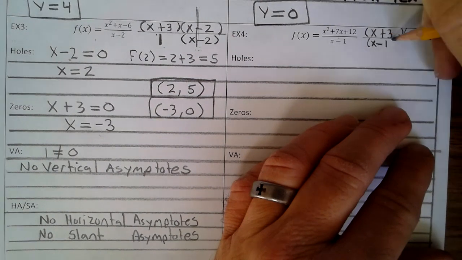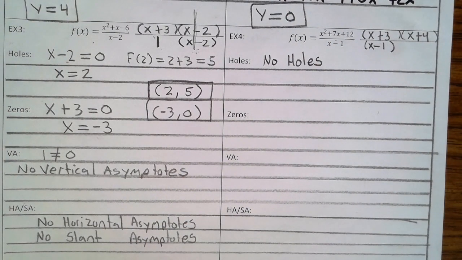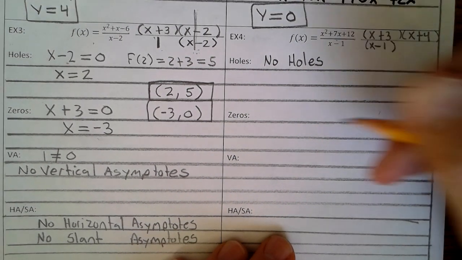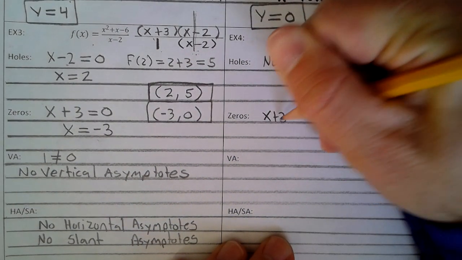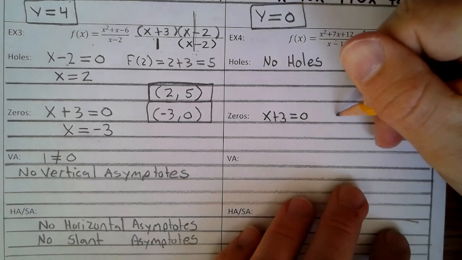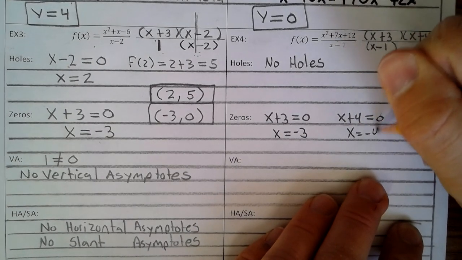Now the zeros, we set the numerator equal to 0, so x plus 3 equal to 0, and x plus 4 equal to 0. So x equals -3, x equals -4. So we have two zeros, one at (-3, 0), and one at (-4, 0).